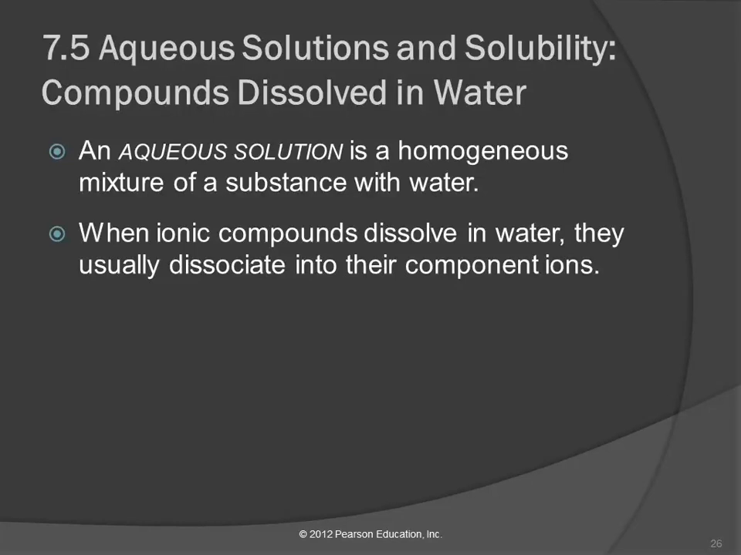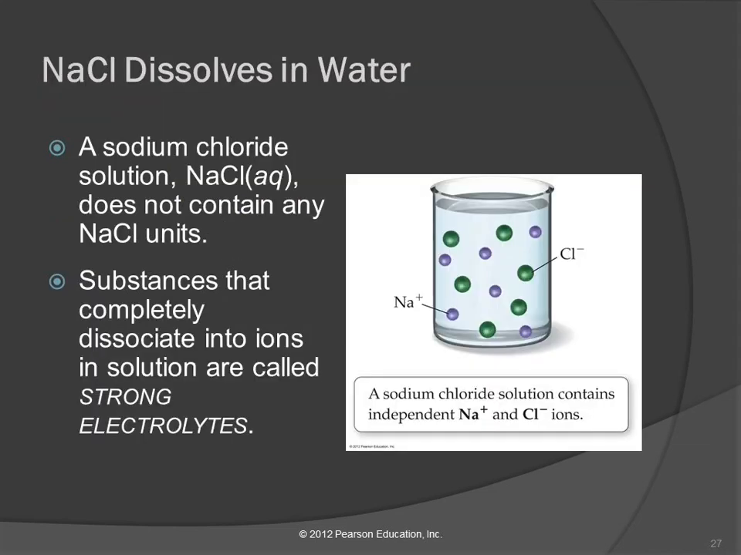Aqueous solutions and solubility. So we mentioned aqueous earlier. An aqueous solution is a homogeneous mixture of a substance with water. When ionic compounds dissolve in water, they usually dissociate into their component ions, and they make a homogeneous solution. So when we talk about an aqueous solution, this is a homogeneous mixture, meaning it's the same throughout. We've talked about that before. Aqueous tells us that it's water. It's not dissolved in vegetable oil or something.